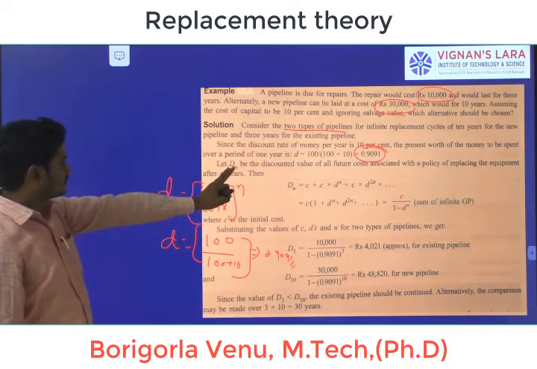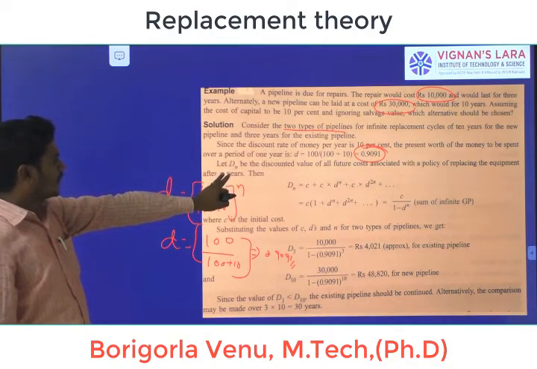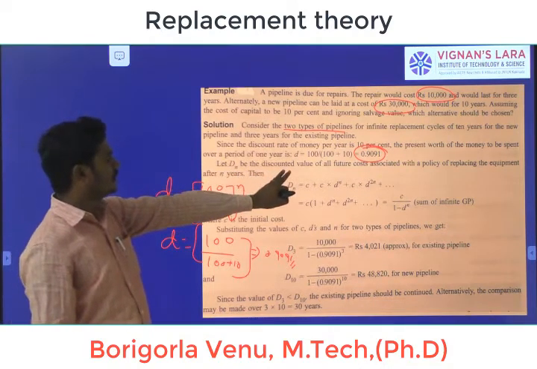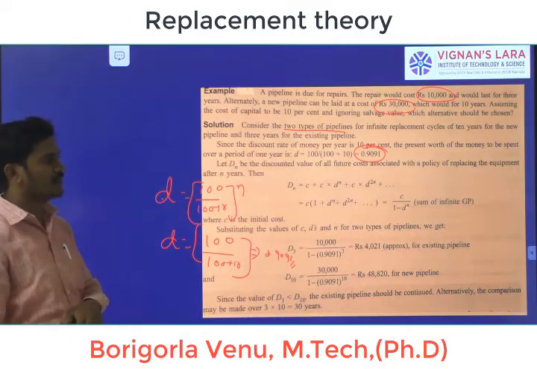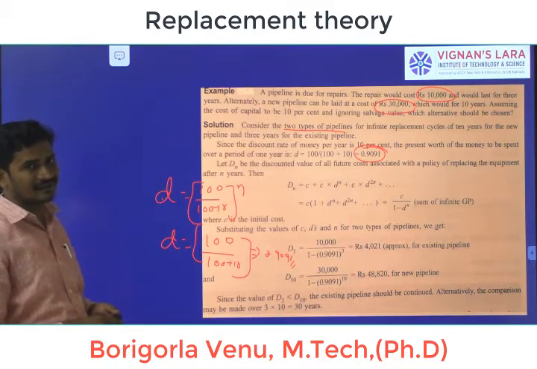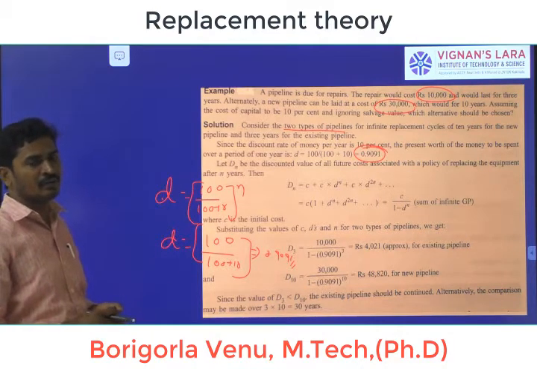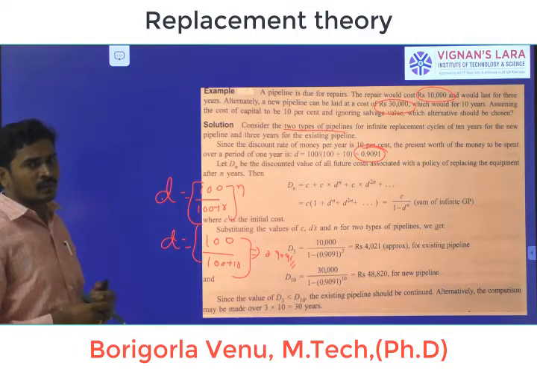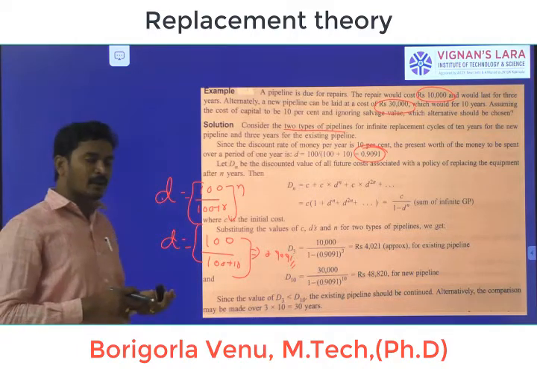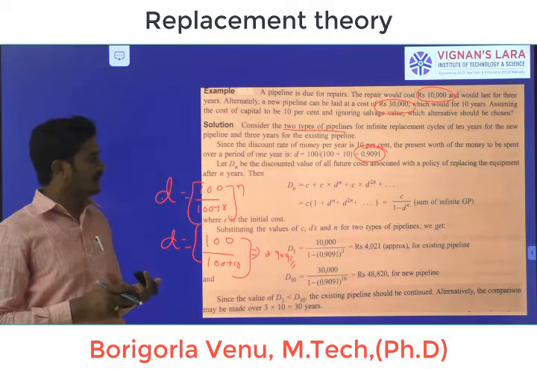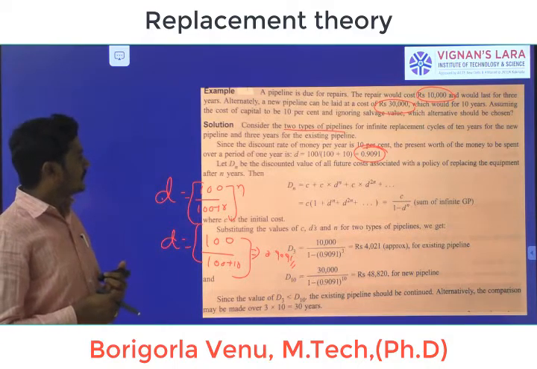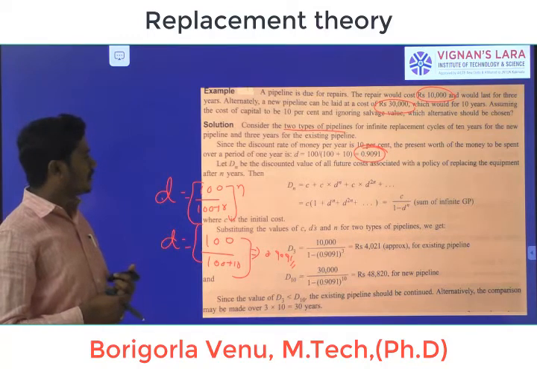Okay, next. Now we are going to calculate the discount value for all further costs associated with the policy of replacing the equipment after n years. Here we don't know the years. Replacing years they didn't give. They are given only the existing pipeline maintenance cost and the new pipeline maintenance cost. From that we are going to find the number of years.